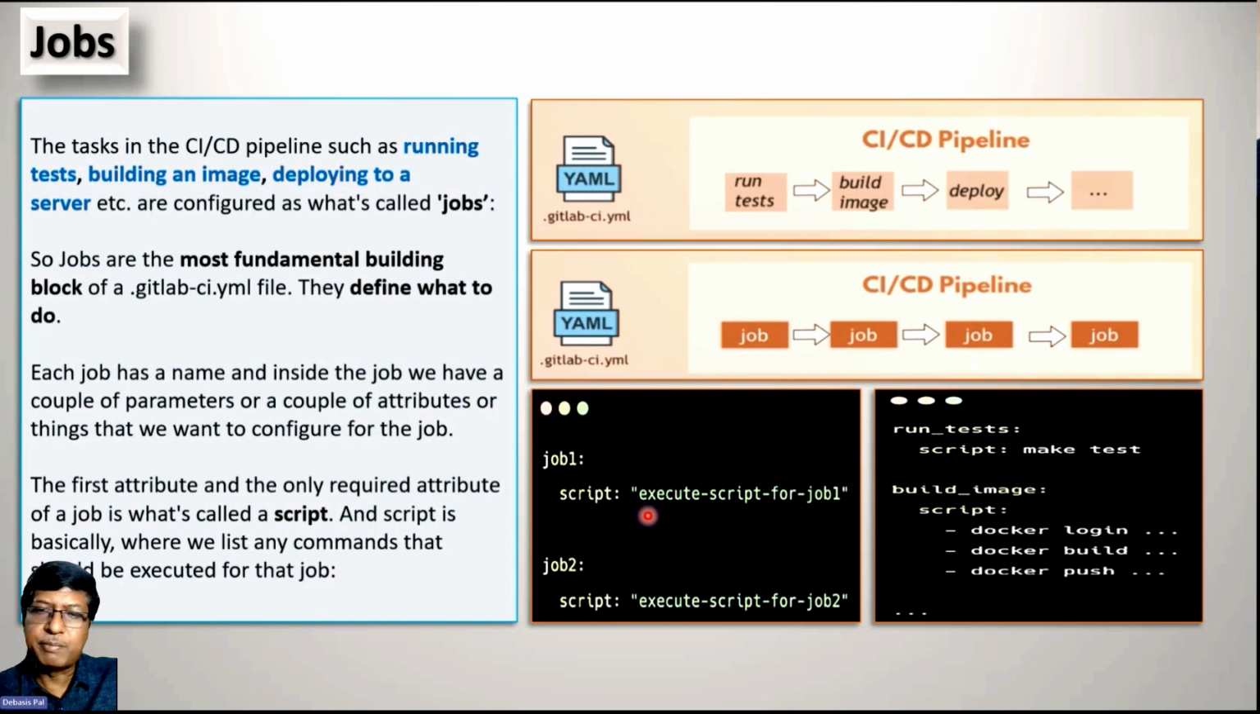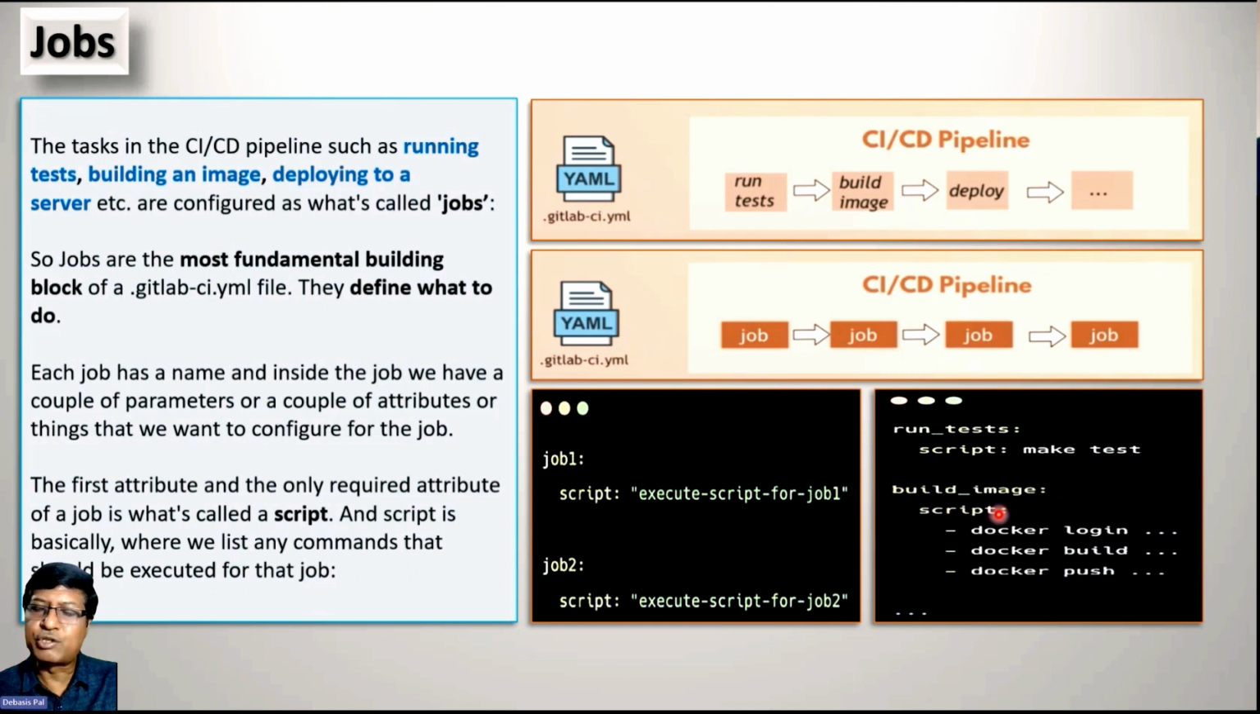So you are saying job one, script. You give some script to execute. Job two, script. You execute a script. That's all. A job could be named run tests. So run test is one job, and what is your command? Through the script, you say make test. Make test is on the command line. It's a make utility.